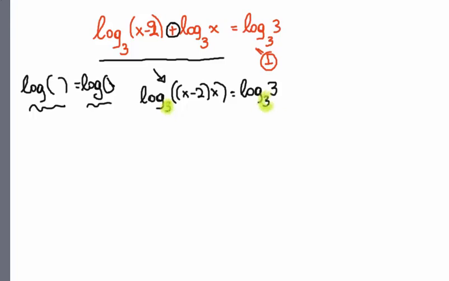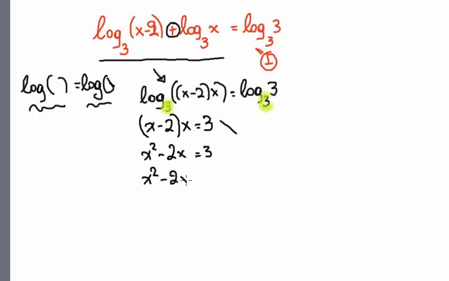And since they are equal, what we can do is basically focus on their arguments. The arguments must be equal too. So I have x minus 2 times x is equal to 3. This gives me x squared, if I perform distributivity here, minus 2x is equal to 3. If I push everything on one side, then I have x squared minus 2x minus 3, and this is equal to 0.